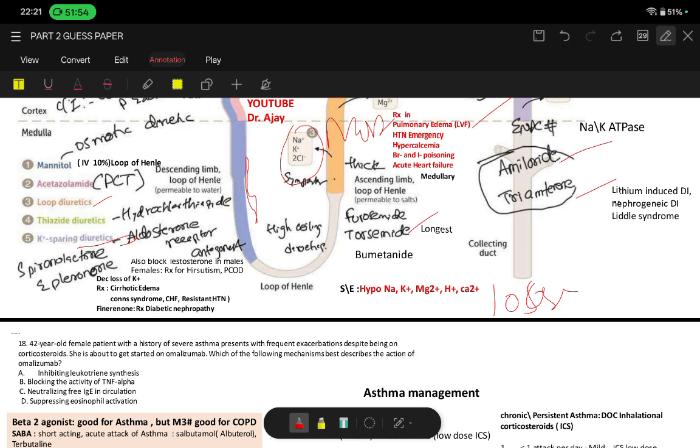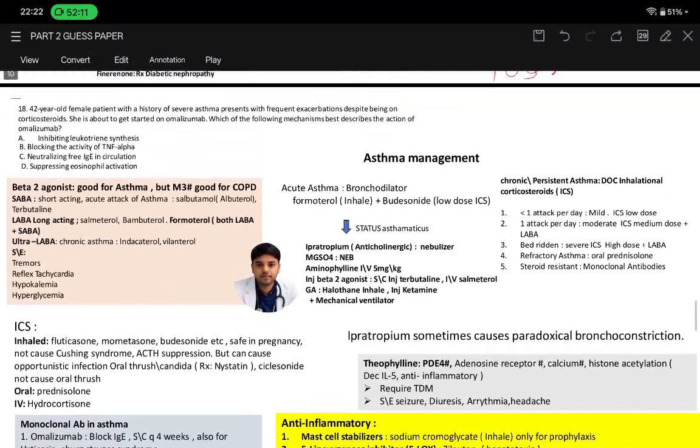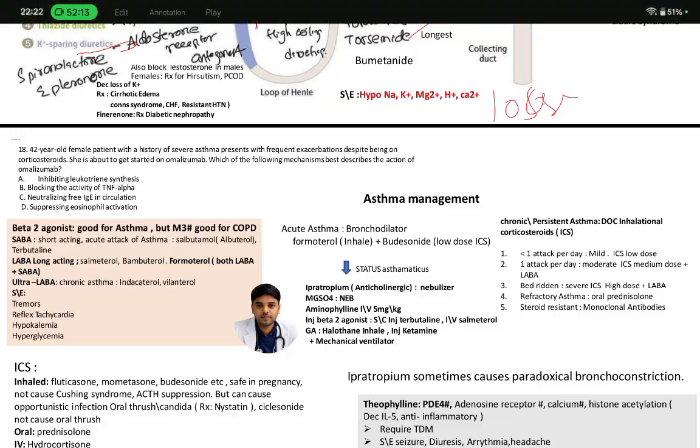Triamterone and amiloride are used in the treatment of lithium induced DI and Liddle syndrome. Got it? And remember, the potassium sparing diuretics are used in the treatment of Conn syndrome and resistant hypertension. Got it? So you have to know this one. We have to be very fast. It's between one. Okay, tell the answer here.